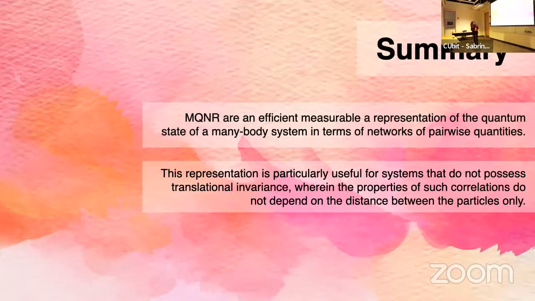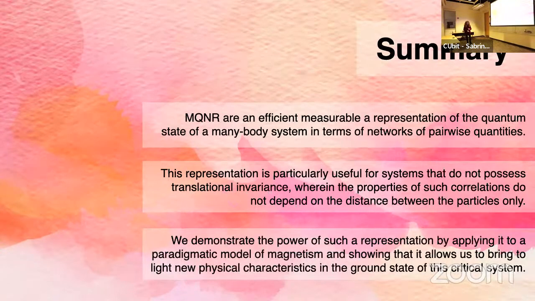And this representation is, as I said before, particularly useful whenever you still have many-qubit systems, but you have open boundary conditions, you don't have translational invariance, where the properties of the correlations do not depend only on the distance, because otherwise, obviously, you don't need the full network. And then we demonstrate the power of this representation by taking a model that has been extremely well studied, and we say something new. We say that there exist spatial structures in the entanglement that were previously undetected.